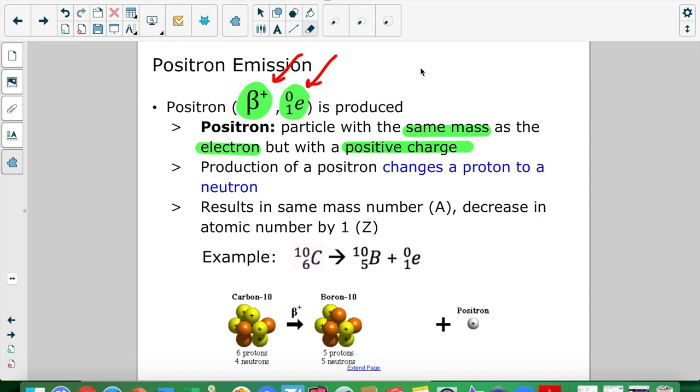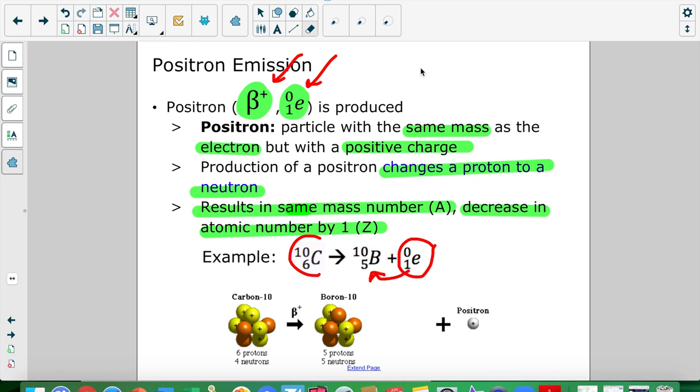All right, when a positron is produced, it changes a proton into a neutron, and that causes the mass number to stay the same, but there's going to be a decrease by 1 in the atomic number. Example, if we have the isotope carbon 10 here, and the carbon 10 is releasing a positron, the carbon 10 is going to transmutate into boron.